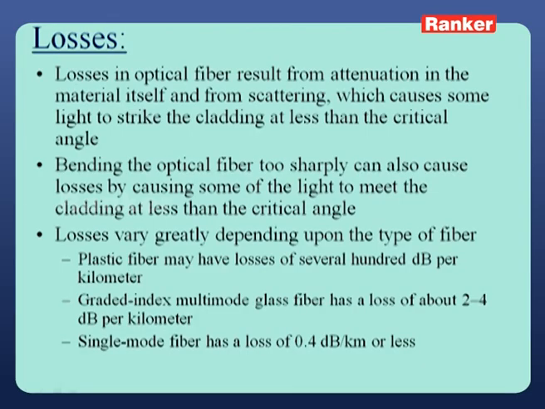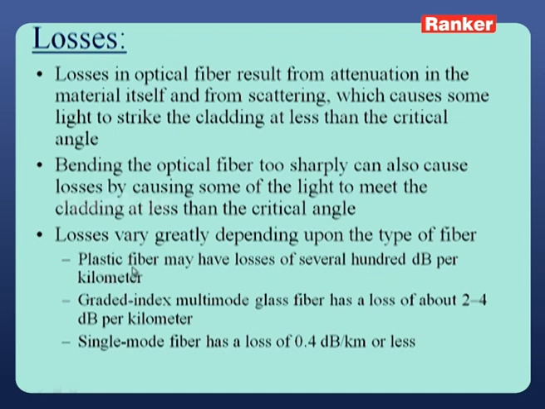Now observe, the losses in optical fiber result from the attenuation in the material itself, that is the irregularity because of the material, or the scattering of the wave at the clad walls or some other materials. And bending the optical fiber too sharply can also cause losses. This is the point that we discussed. And losses very greatly depend upon the type of fiber.